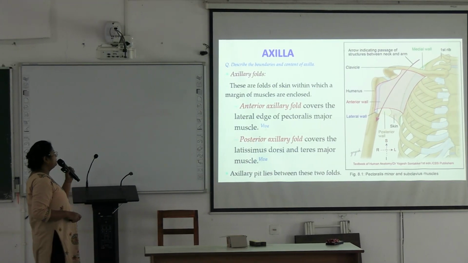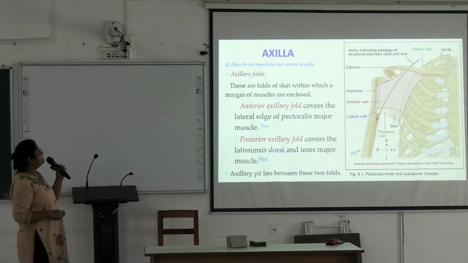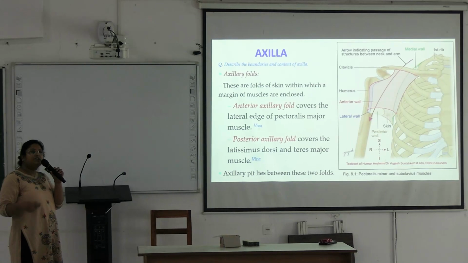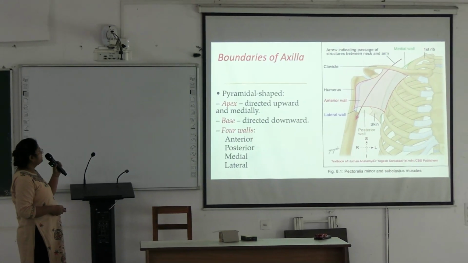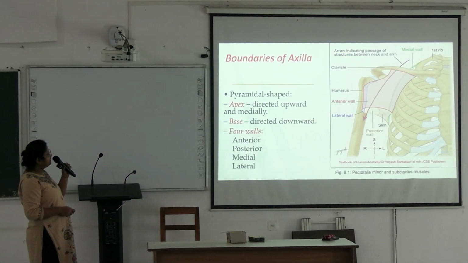And the armpit or axilla lies between these two folds, between anterior and posterior axillary folds. See here, here is the anterior axillary fold, here is the posterior axillary fold. In between these two, here lies the axilla.